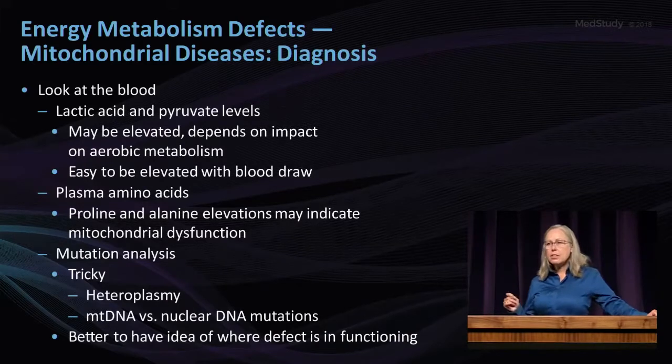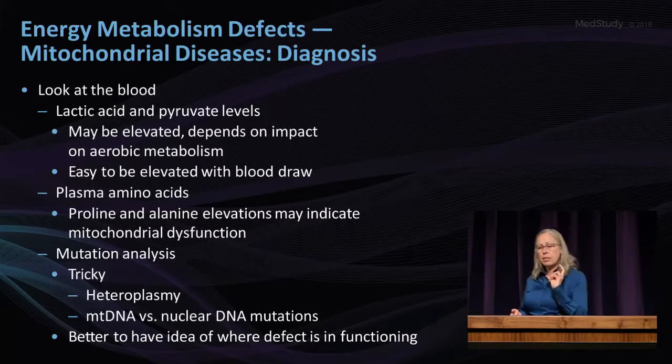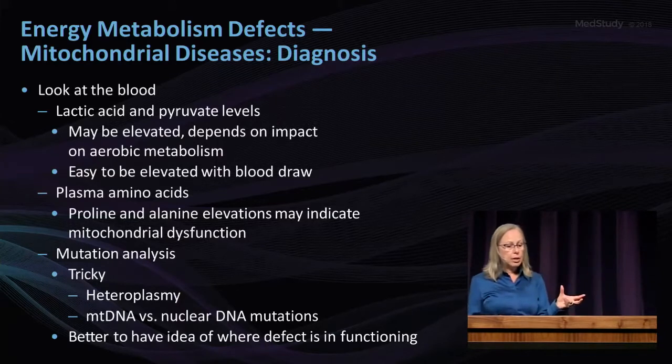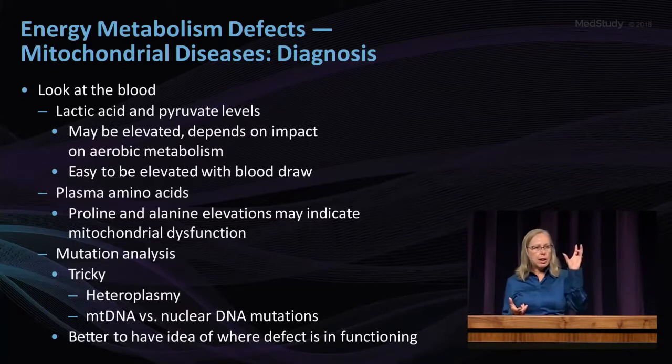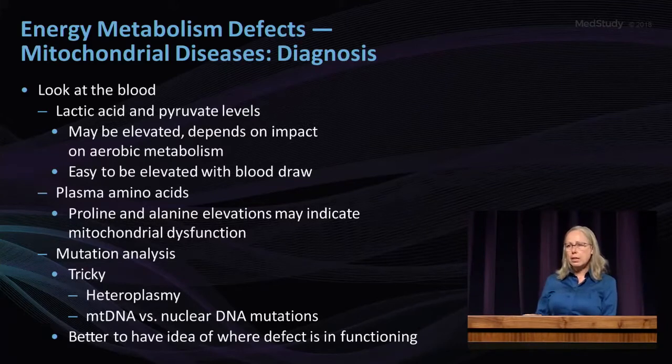And mutation analysis, again, is tricky because of this idea of heteroplasmy, and the difference between true mitochondrial mutations versus nuclear DNA mutations. The better our technologies have gotten, we now have panels where we can look at a bunch of the nuclear genes in addition to the mitochondrial genes that go to the electron transport chain. It's always better to have an idea what you're looking for when you're looking. So if you have an idea from your labs where the problem is, that's always helpful.